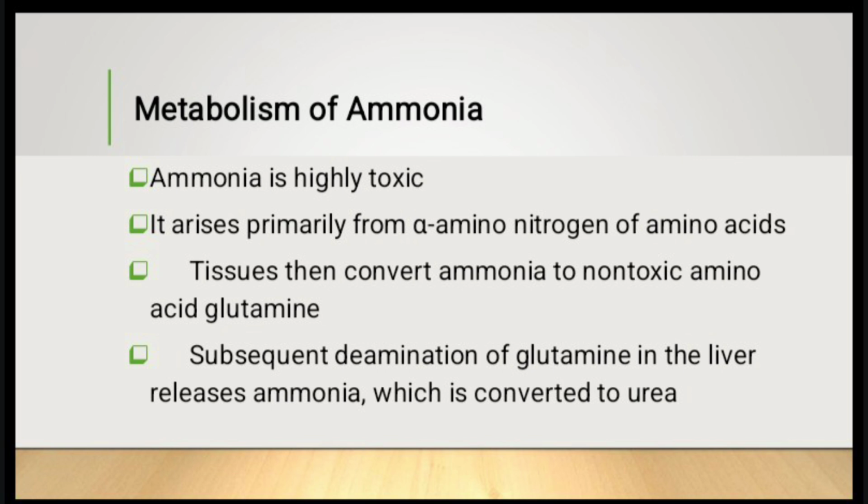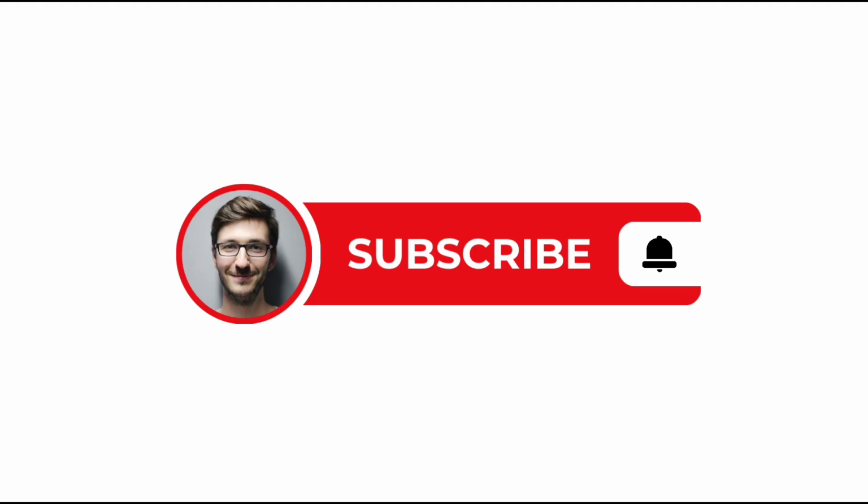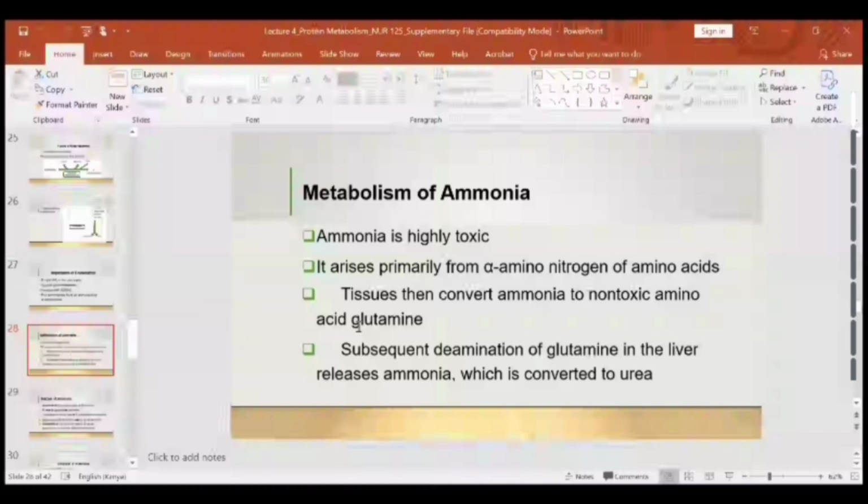Remember, a lot of ammonia is being generated from glutamate or glutamic acid. That is the main amino acid that produces ammonia. Then the ammonia is converted into glutamine. Subsequently, the glutamine is sent to the liver and it releases ammonia that is then converted into urea. It doesn't just get converted into urea directly. It first must be changed into glutamine, and once it's changed into glutamine, it's transported to the liver, which means the urea cycle happens in the liver.